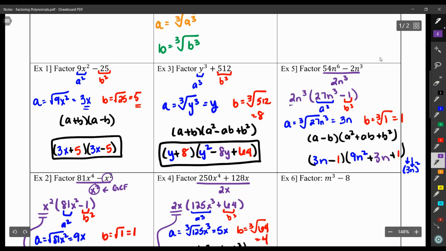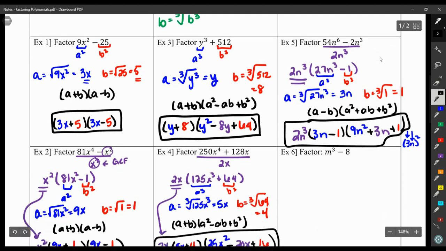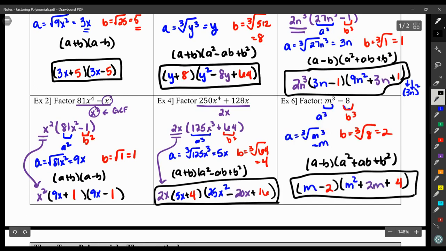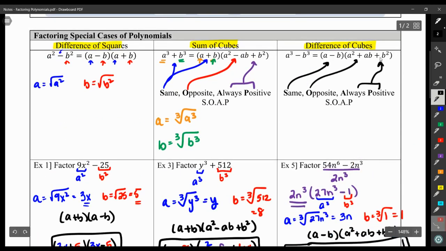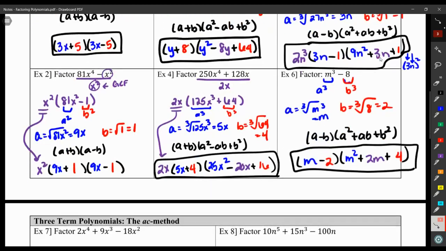Then we can't forget that we did pull out a 2n to the 3rd in the very beginning, so the 2n to the 3rd must drop down and follow us along as a factor. Pause the video, try number 6. And here's what you should have had for number 6. So that's these special cases of factoring. And so again, you will have these layouts, these formats, patterns available to you. You just need to know when and how to use them.